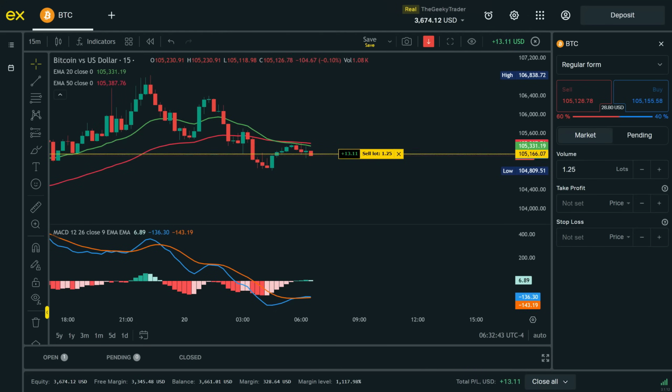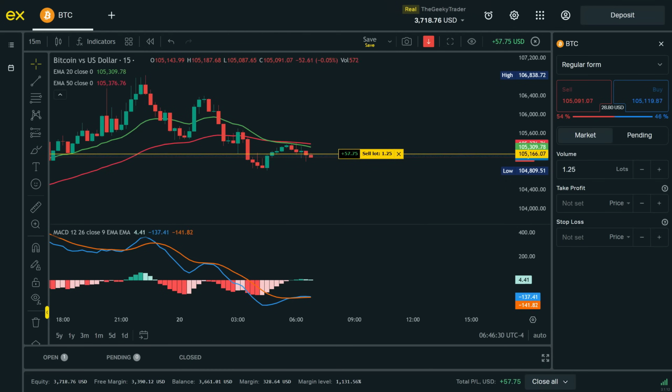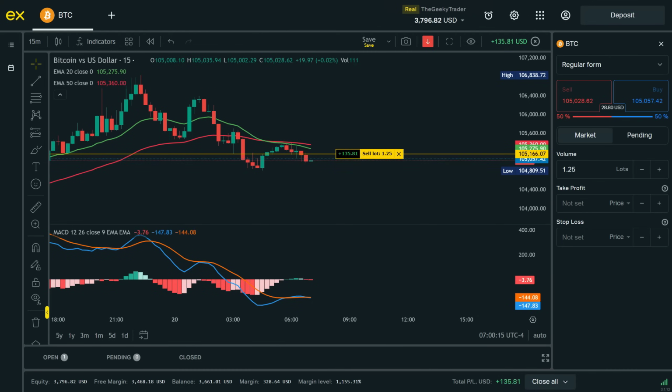Now, once you've entered the trade, here's the important part. You need to stay in the trade until the MACD blue line crosses above the zero level. That's our exit signal based on momentum shift. Until then, let the trade play out and give it room to work. For this particular trade, my personal goal is to take a profit of at least $1,000.